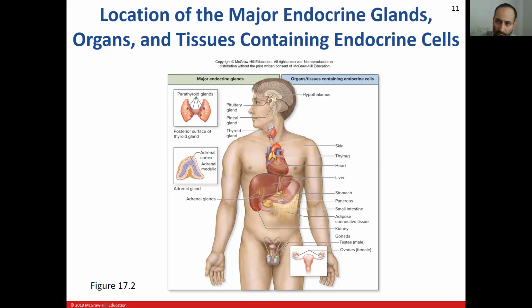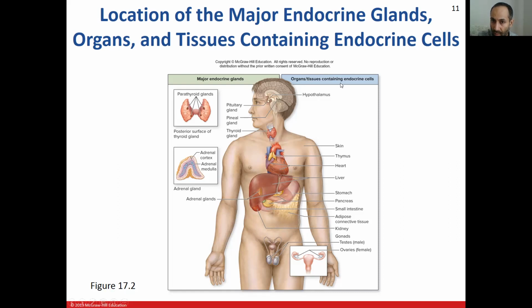What's the difference between the two? Primary endocrine glands, such as here, all they do is secrete hormones. Their function is purely endocrine based, all right? All they do is secrete hormones that affect the growth and development and metabolism and reproduction of the human body.